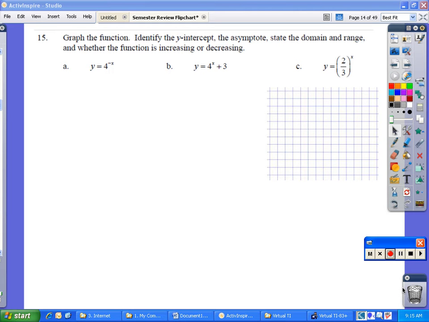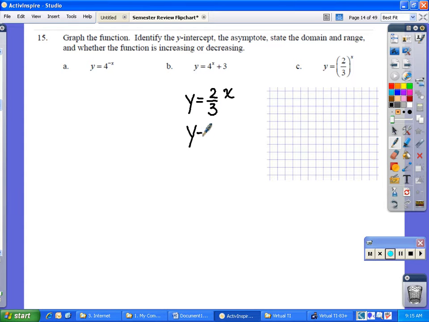On problem 15C, we're looking at the equation y equals (2/3) to the x. Comparing this to our y equals a times b to the x, we see that a equals 1, so our y-intercept will be 1. Our b is equal to 2/3. Because b is less than 1, this represents a decay function. If you repeatedly multiply something by 2/3, it's going to get smaller and smaller.